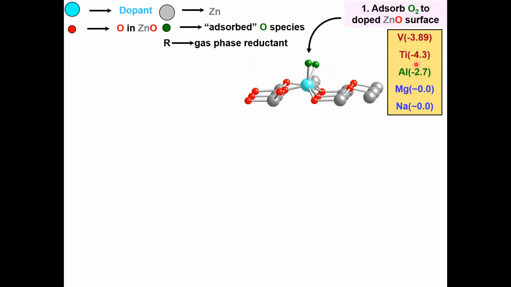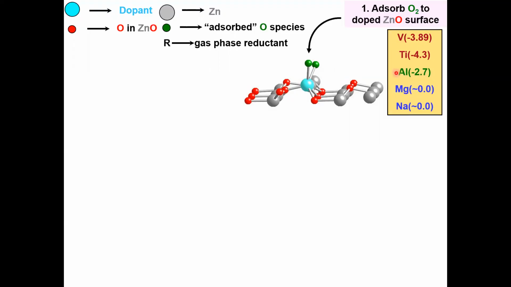When I substitute titanium, the negative numbers mean that the reaction's absorption energy is favored. O2 absorption is favored. If you have questions, we can discuss all these things in the absorption discussion hour. So I am facilitating oxygen absorption when I have aluminum, titanium, vanadium.